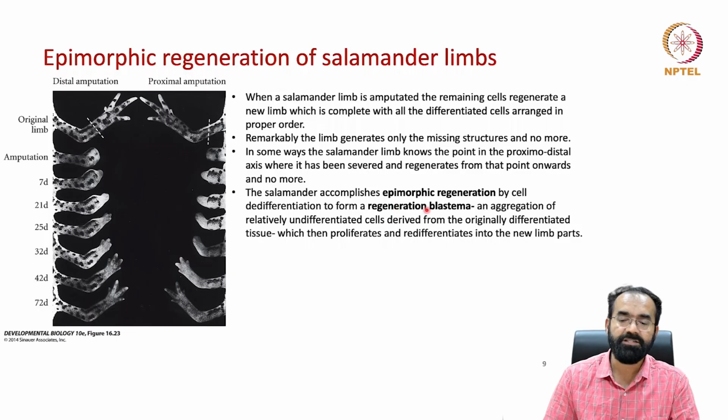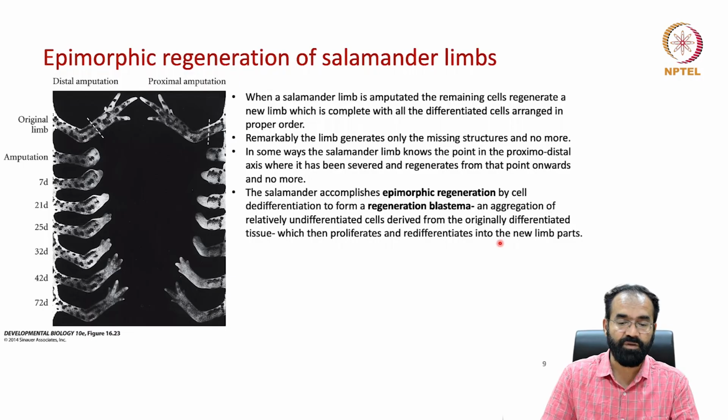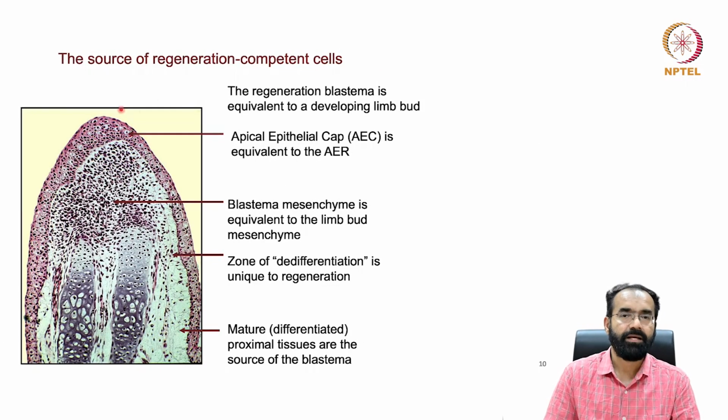So the salamander accomplishes epimorphic regeneration by cell de-differentiation to form a regeneration blastema. We have seen this terminology multiple times. It is an aggregation of relatively undifferentiated cells derived from the originally differentiated tissue, which then proliferates and redifferentiates into the new limb structures. So you can see here in its ultrastructure the source of regeneration competent cells, how it is being formed. The regeneration blastema is equivalent to a developing limb bud.